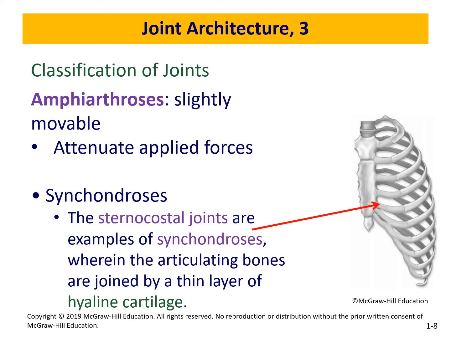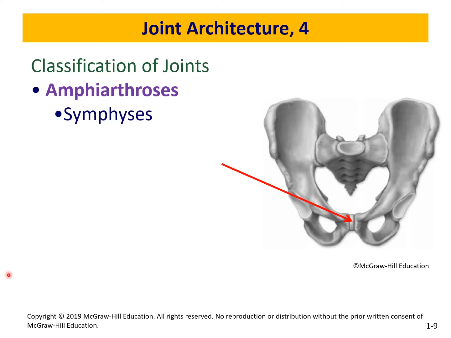Any damage to these parts of the thoracic cage is not going to damage the heart itself if it breaks. The articulating bones are joined by a thin layer of hyaline cartilage, a yellow cartilage actually, and it's very flexible but strong.